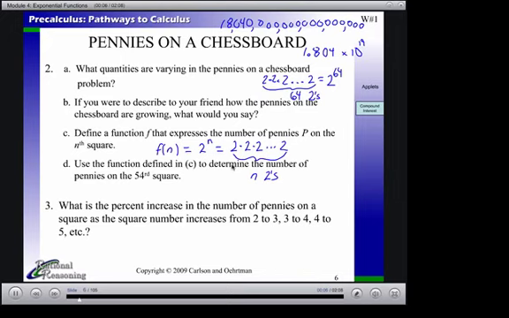Okay. Percent increase. What's the percent increase from... So as the square number increases from 2 to 3, how many pennies on square 2? 4. How many pennies on square 3? 8. So what percent increases that?